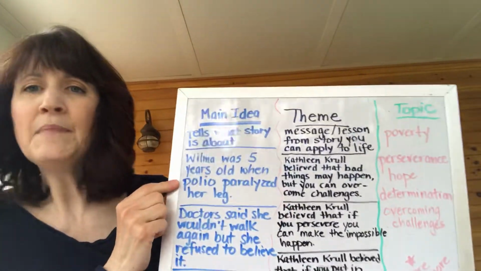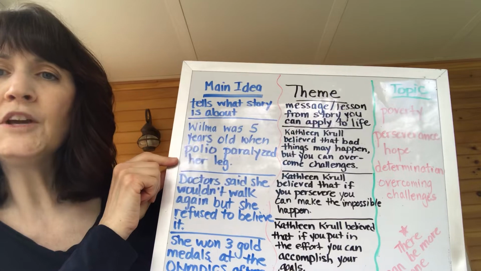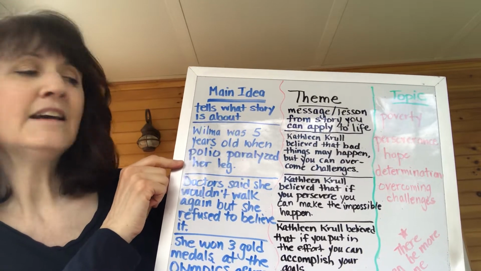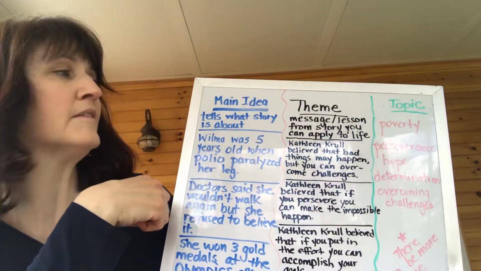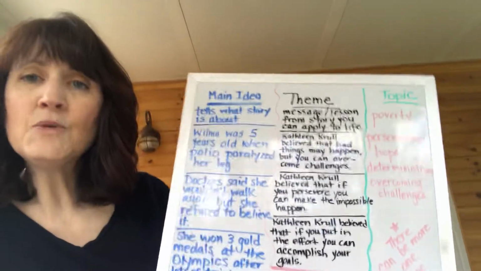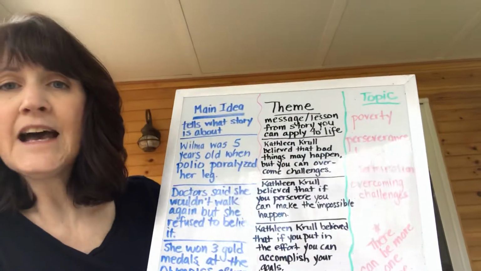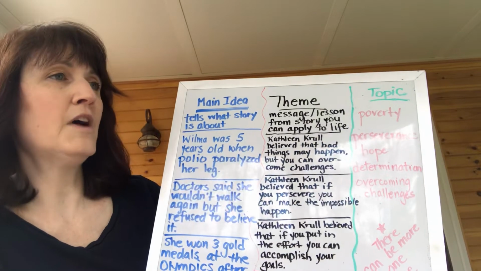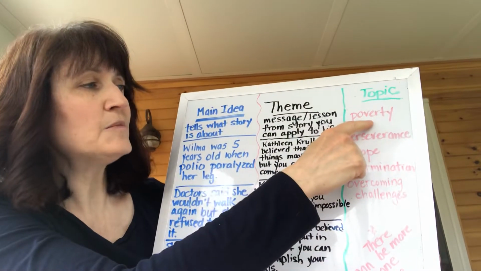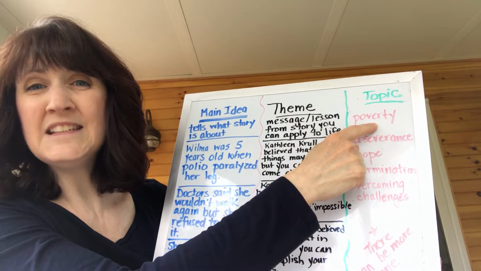So let's look at a main idea from our story. Wilma was 5 years old when polio paralyzed her leg. Again, I know a name, I know a detail from the story. There's our main idea for one part of it. If I wanted to put this into a theme, one thing I can do is jot down a list on the side of some topics that maybe we learned from the story. And so one of them was definitely poverty. She was one of 21 children, so they didn't have a lot of money.